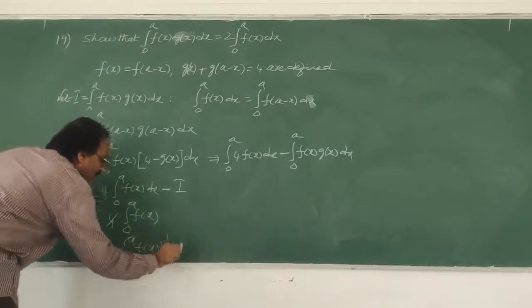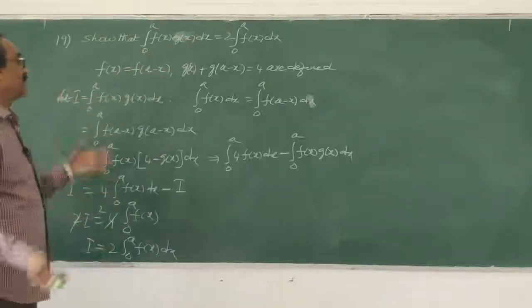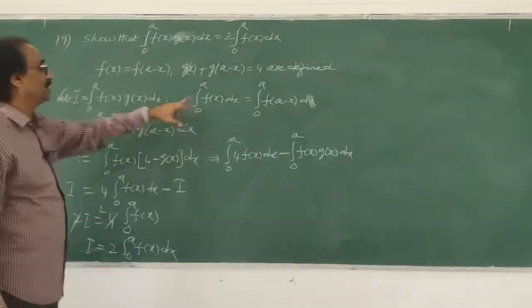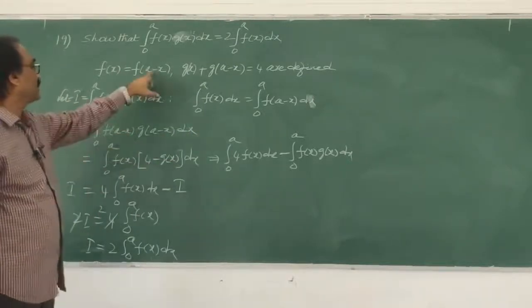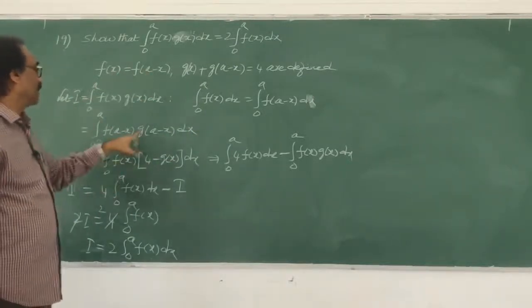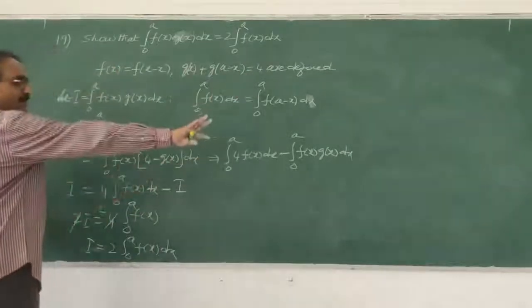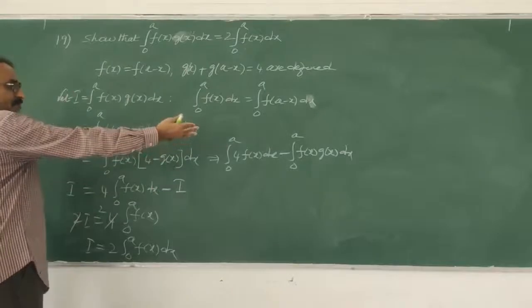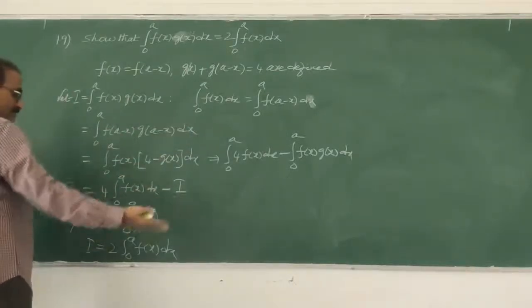Over, that's all. This is what you were asked to prove, 2 into integral 0 to a f of x dx. So first apply this property. After applying this property, in place of f of a minus x, I applied f of x, and in place of g of a minus x, 4 minus g of x. I separated whichever f of x into g of x is I, brought I here, 2I, and divided by 2. Very simple.